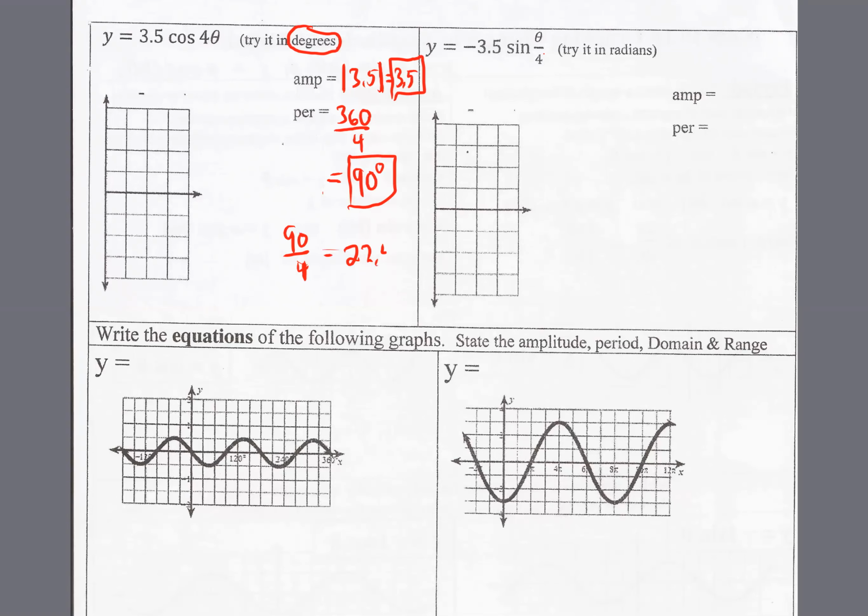When I'm labeling my axis, I have to write small again here. So 22.5 degrees, then 45 degrees, and then 67.5 degrees, and 90 degrees.